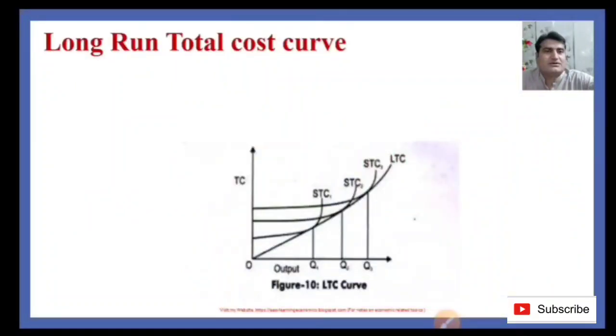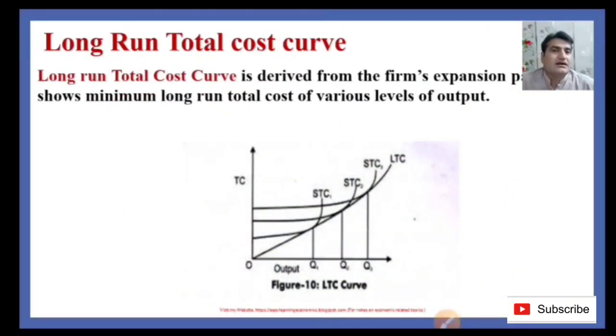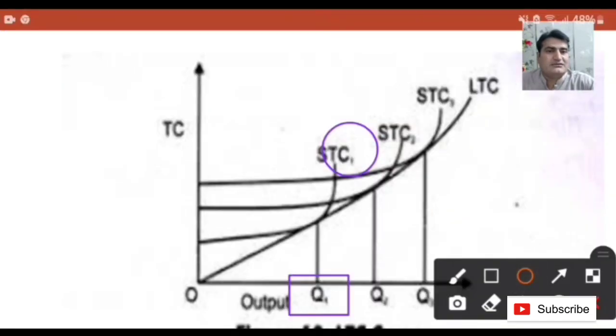So what is the long run total cost curve? The long run total cost curve is derived from the firm's expansion path, which shows the minimum long run total cost of various levels of output. When the output increases from OQ1 to OQ2, the minimum long run average cost is there. So this is the average cost.